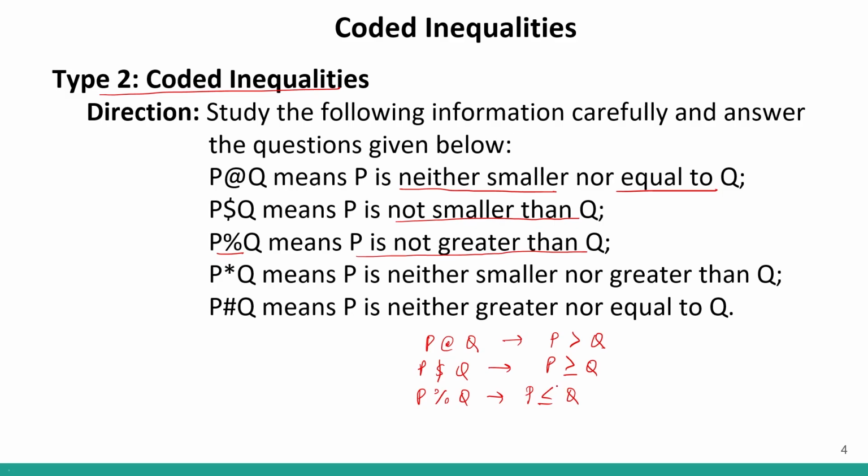Overall, there are only three possibilities. It could be either greater, smaller, or equal. So if it is not greater, it could be smaller or equal. Correct? P, this symbol, means neither smaller nor greater. So if it is neither smaller nor greater, it means it is equal. And P hashtag Q basically means P is neither greater nor equal. So if it is not greater and it is not equal, it means it is smaller. So basically, I have converted my coded inequalities into direct inequalities. And based on these, we will solve questions.